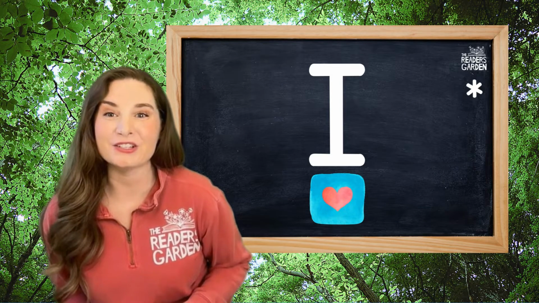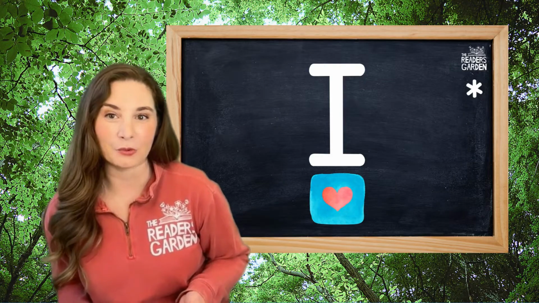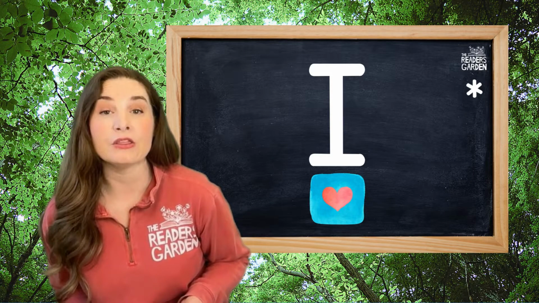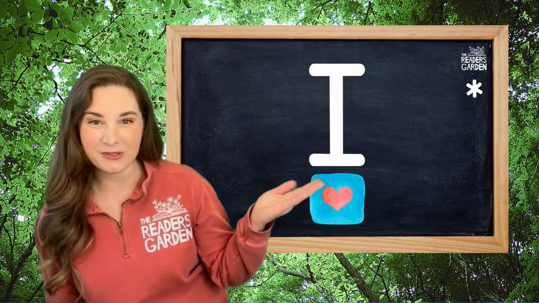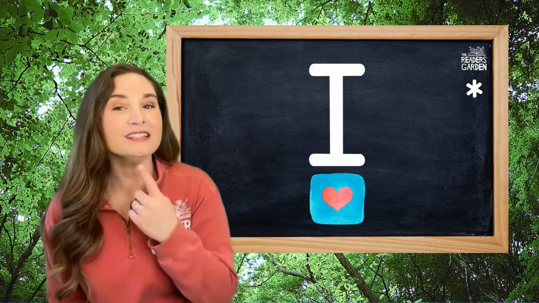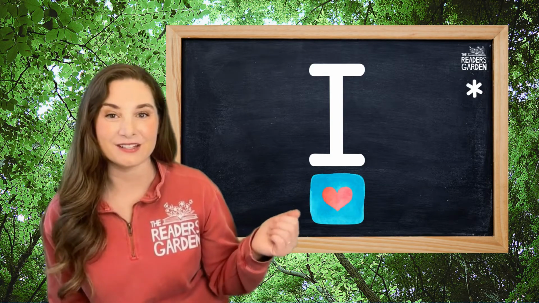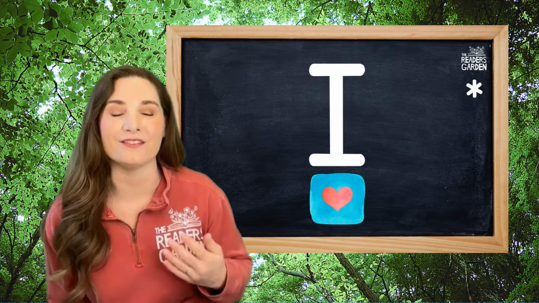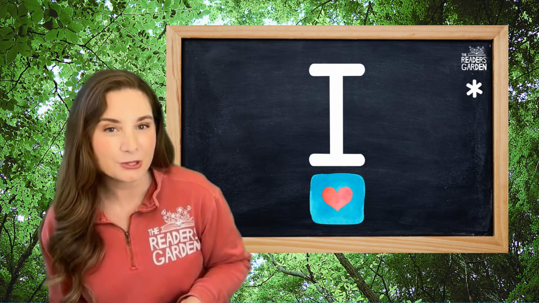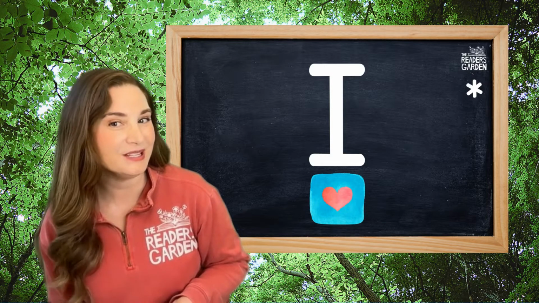It's time for us to learn our next new irregular word. Today we're going to learn the word I. Say it with me. I. Now let's use I in a sentence. For example, I love to read books. Now, can you try using it in a sentence? Pause if you need to.